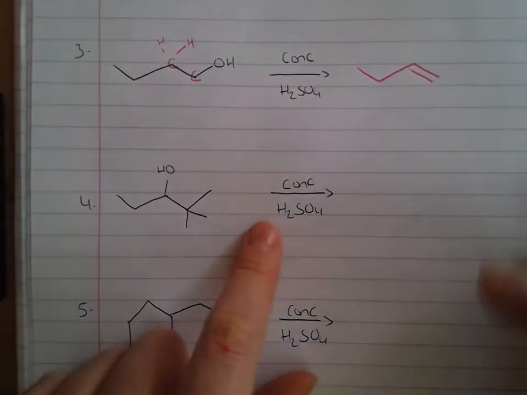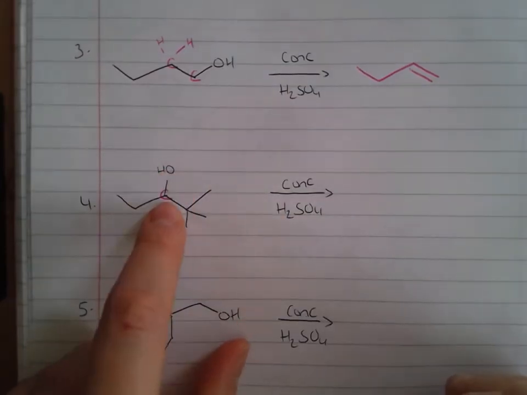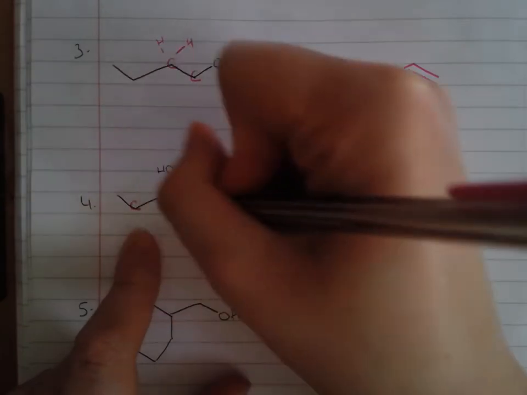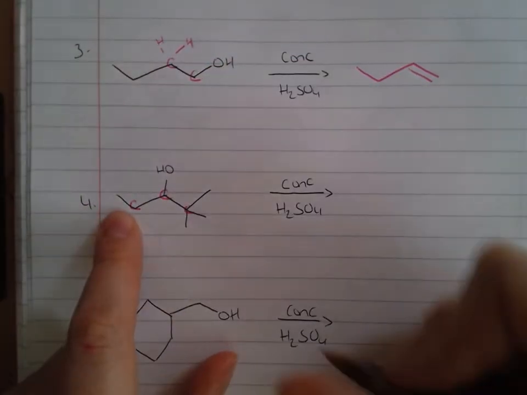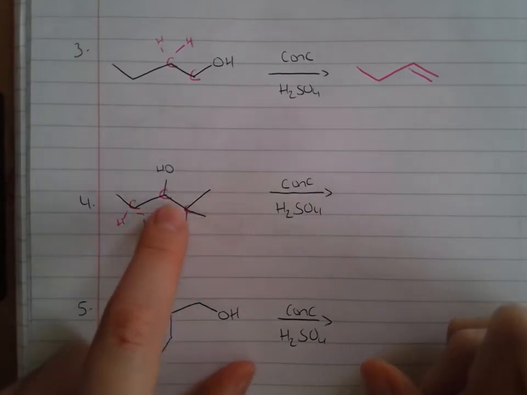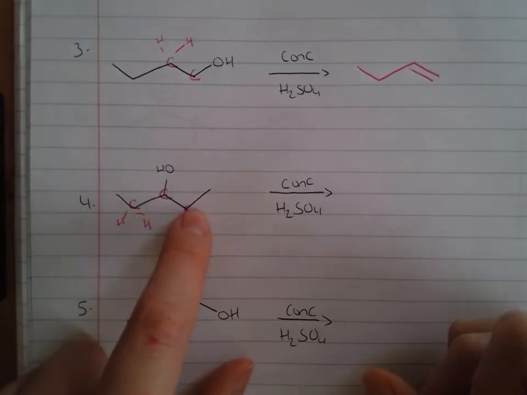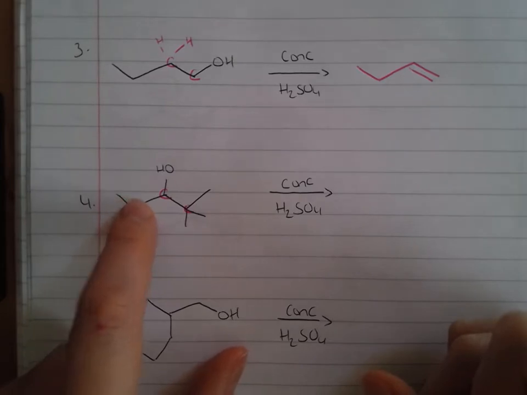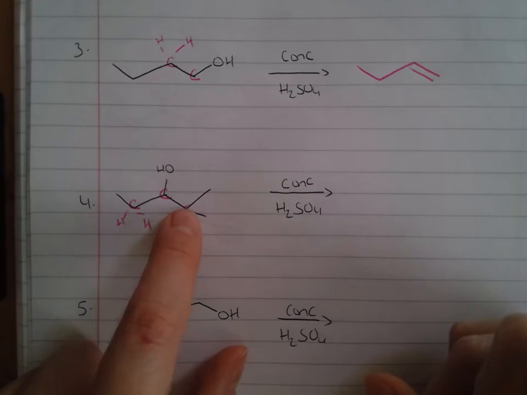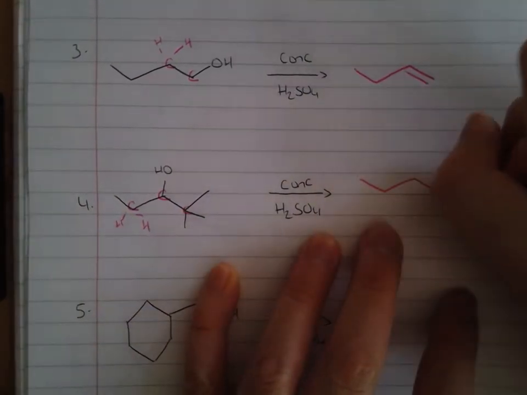If we look at the next example, okay, this is my carbon bonded to the OH. So this carbon is going to lose an OH. One of the carbons adjacent, and I've got two of them, is going to lose a hydrogen. This carbon is bonded to two hydrogens, but this carbon here isn't bonded to any hydrogens. This adjacent carbon doesn't have a hydrogen to lose, therefore it's not going to be one of your products. There's only one adjacent carbon that actually has hydrogens, therefore, even though you've got two carbons, you're only going to have one product.